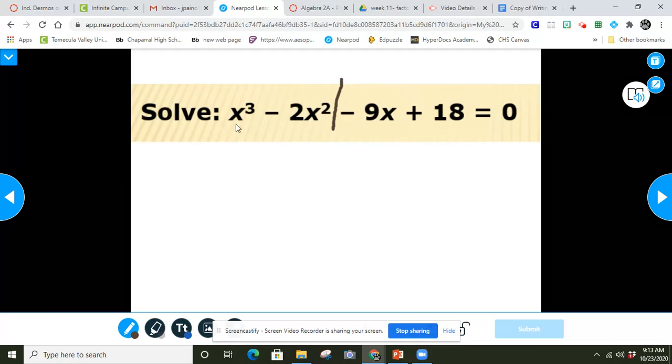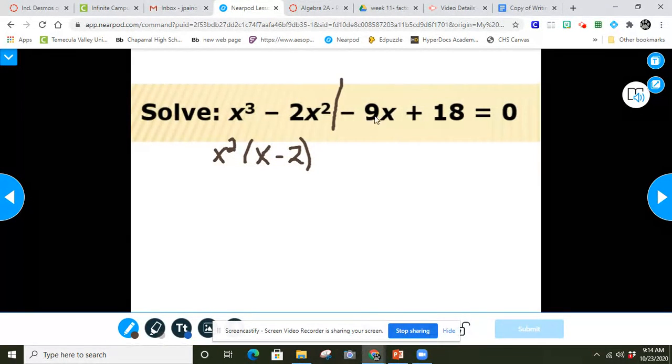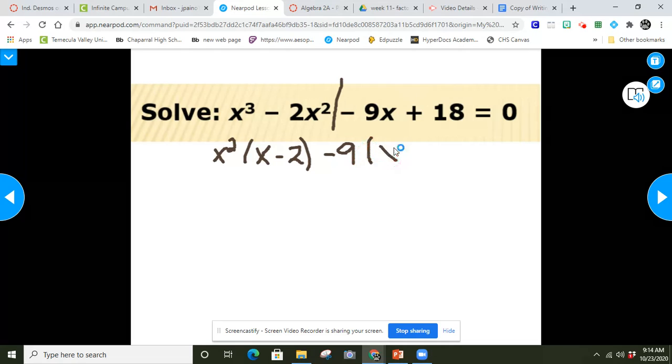So we just ask ourselves, what is the GCF of these first two terms? The only thing that goes into x cubed and negative 2x squared is x squared. When I factor out that x squared, that leaves me with x minus 2. Now I look at this one, negative 9x and 18. What do those have in common? They have a 9 in common, and I want to keep that sign the same, so I'm going to take out a negative 9, and that leaves me with x minus 2.